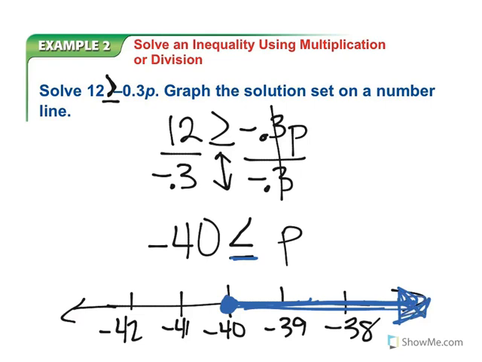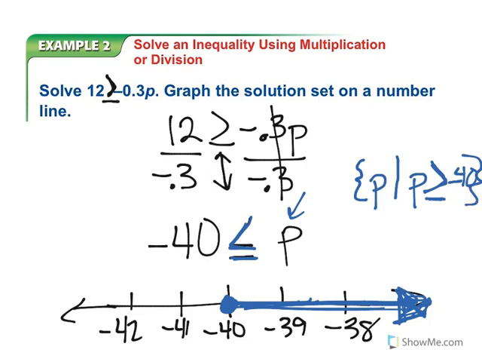The next thing I want to talk about is set builder notation, because we need to write this in set builder notation. The way you write it is with a curly bracket. You first define your variable, in this case p. You write a vertical line, and then you write your variable, and then whichever way your inequality sign needs to go. Since the alligator is eating p, it needs to eat p over here as well, with our line underneath, and then negative 40, and then we close our curly brackets. So this is called set builder notation.